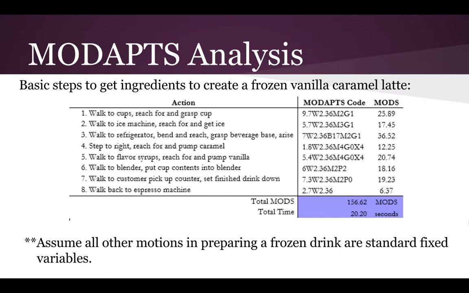Based off of this current work layout, we performed a MODAPS analysis of the basic actions to complete a frozen caramel vanilla latte. These actions that we analyzed only include walking and reaching requirements, so therefore the standard elements such as pulling the espresso shot and all of that are not included in this MODAPS analysis. It resulted in a total of 156.62 mods, which is 20.2 seconds.